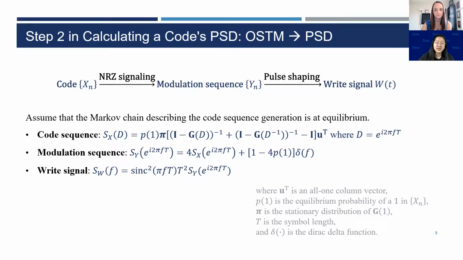Though the write signal, WFD, is often the signal of our interest, if the application we're considering utilizes the discrete signal either prior to or after signaling, then our method can also be used to calculate the PSD of the intermediate signals Xn and Yn. An example of this would be using the PSD of Xn to evaluate the spectral properties of the readout signal in solid state media.